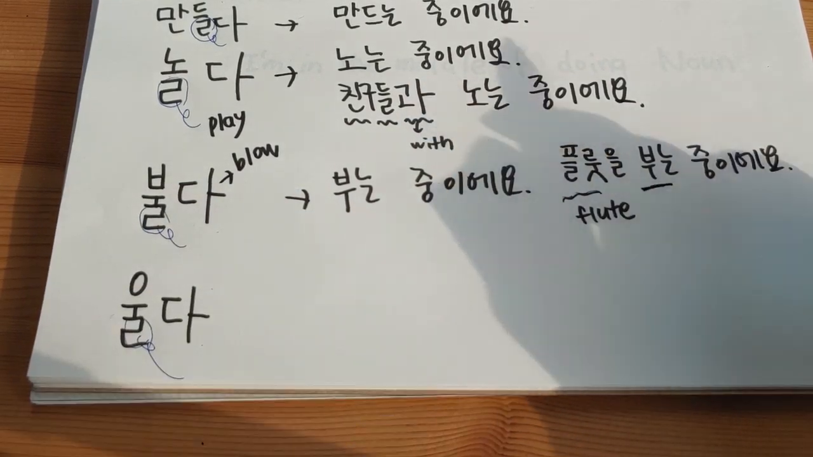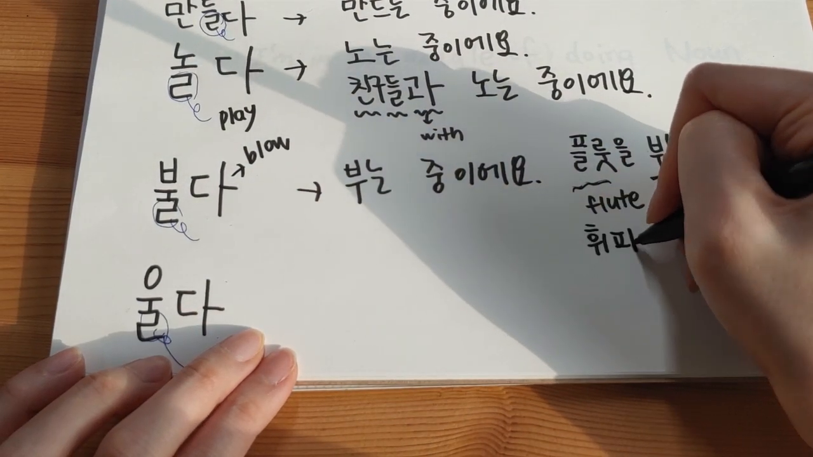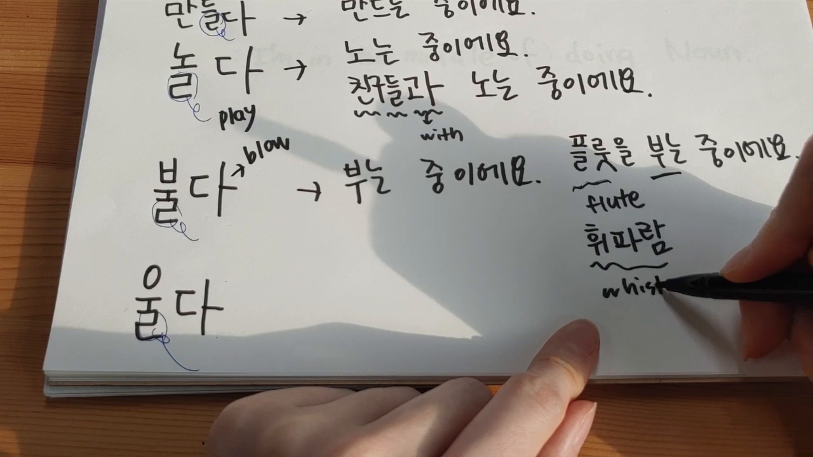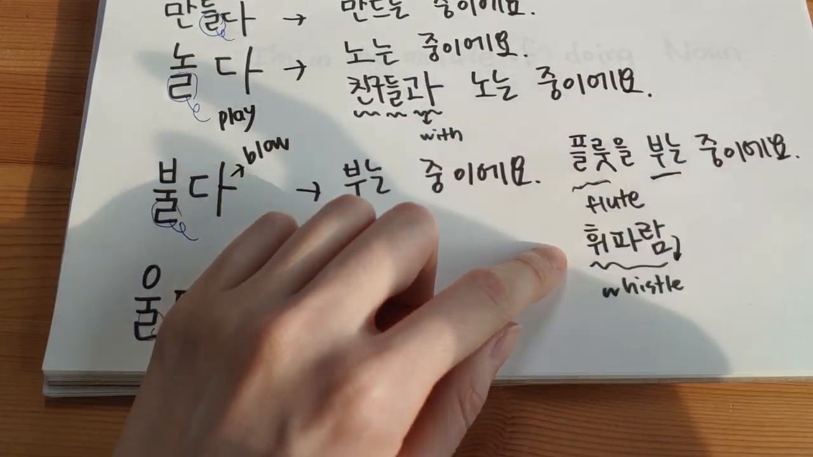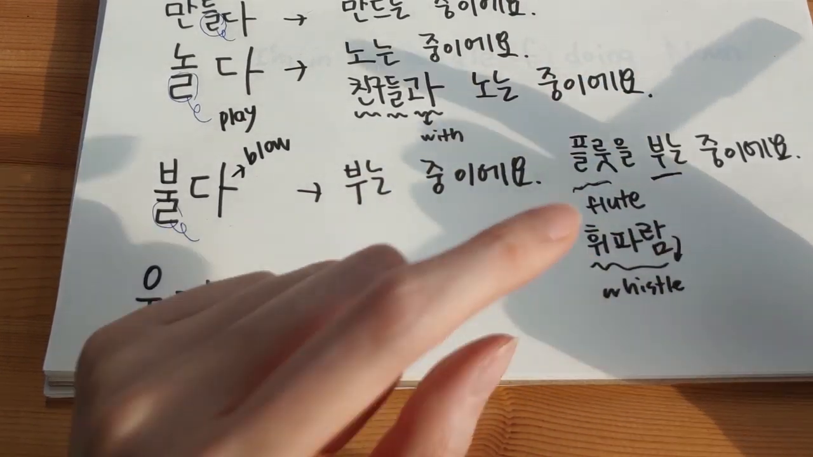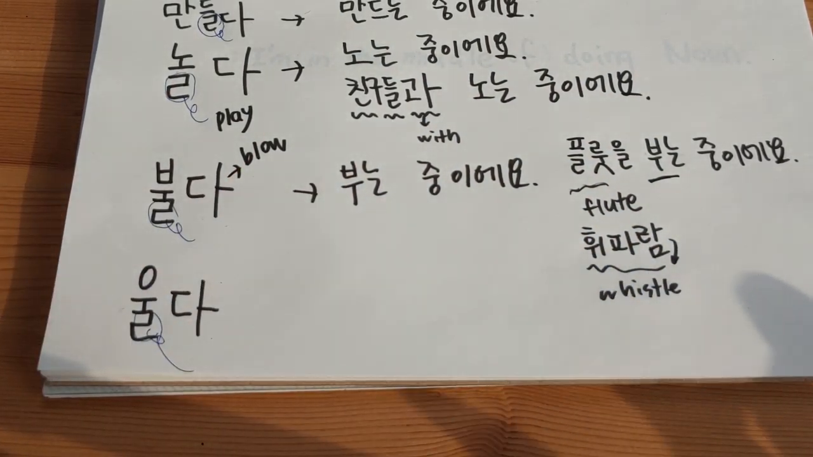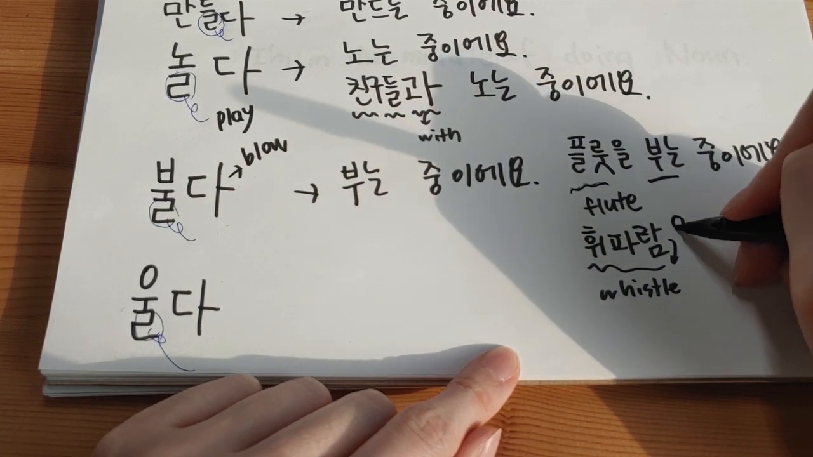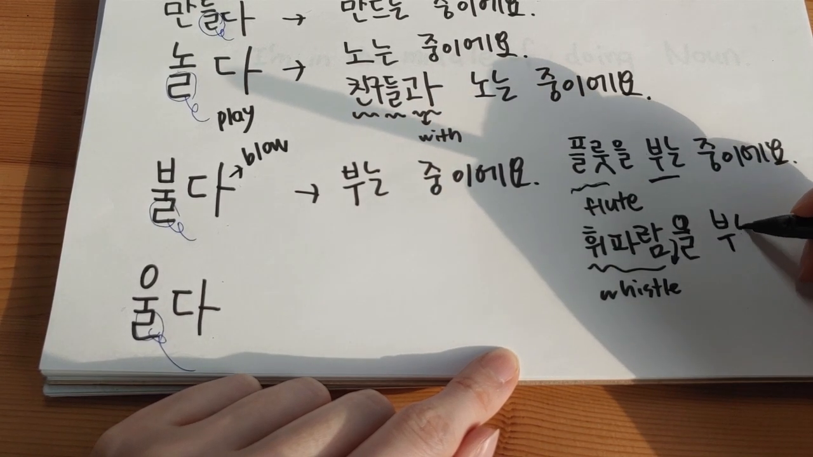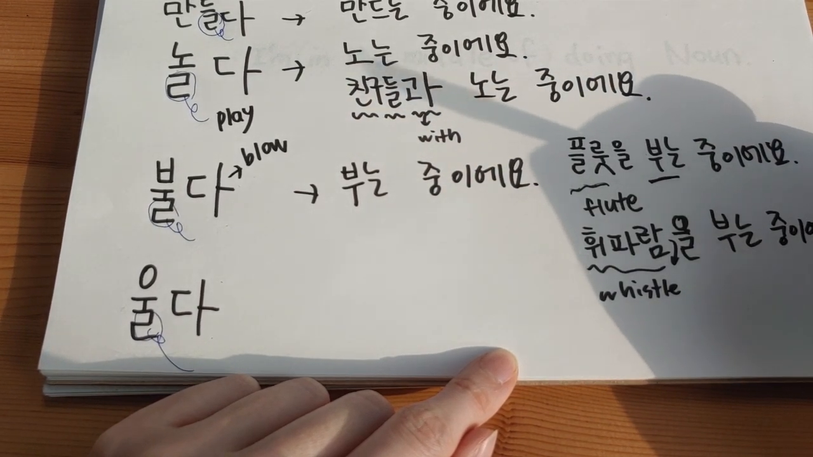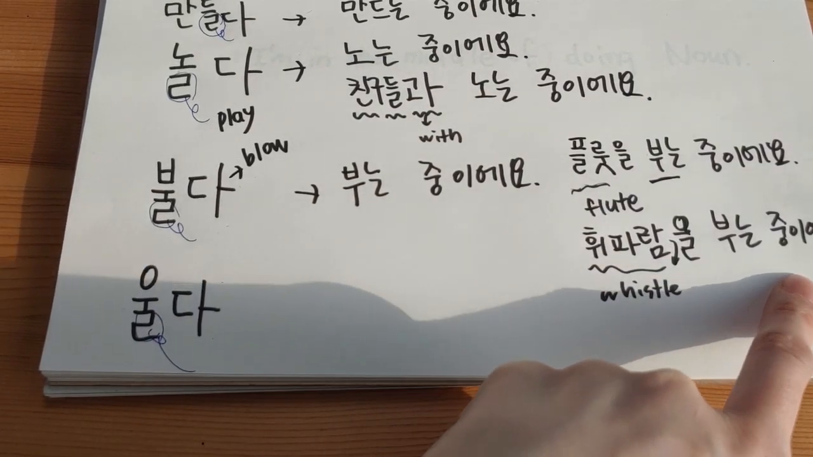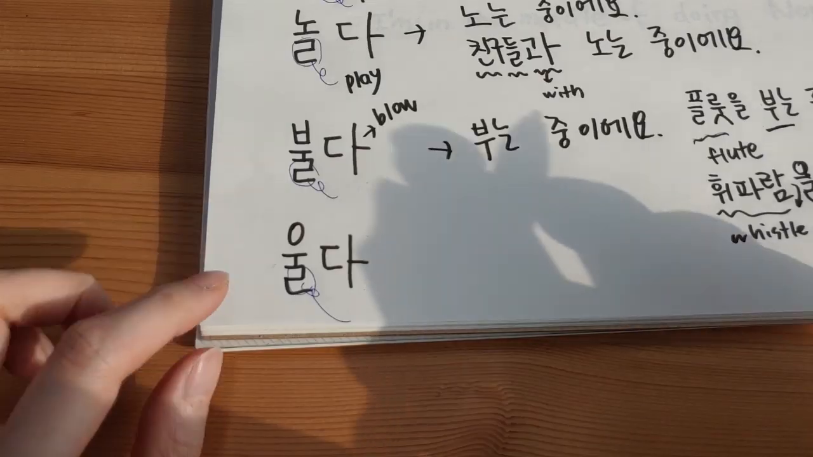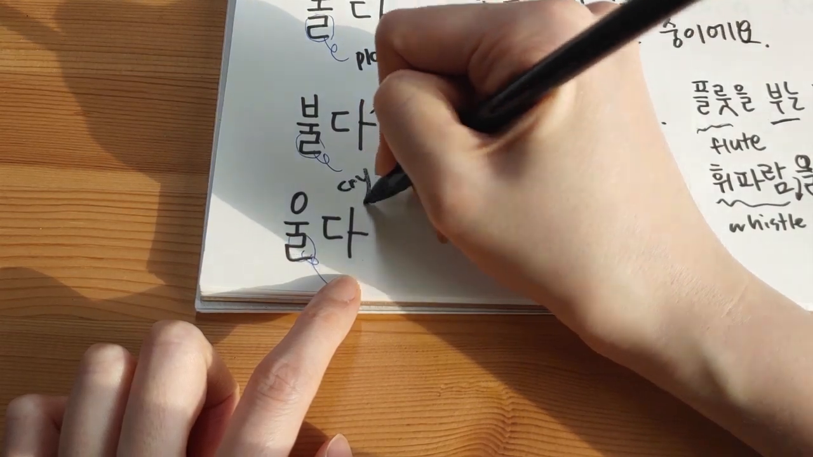So it can be used in this context, and also you can say, we learned this word in our previous lesson, 휘파람, which means whistle, right? And 휘파람 is just a noun that means whistle. This itself is not a verb. So when you want to say you are whistling, you can use this verb, 불다. So 휘파람을 부는 중이에요 literally means I'm blowing whistle. So I'm whistling. I'm making whistle sound. 휘파람을 부는 중이에요. And 울다 means to cry.